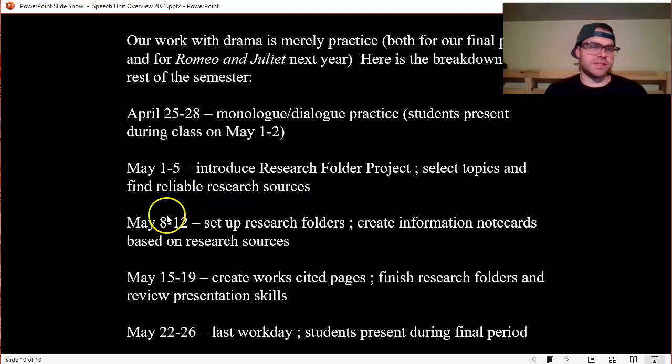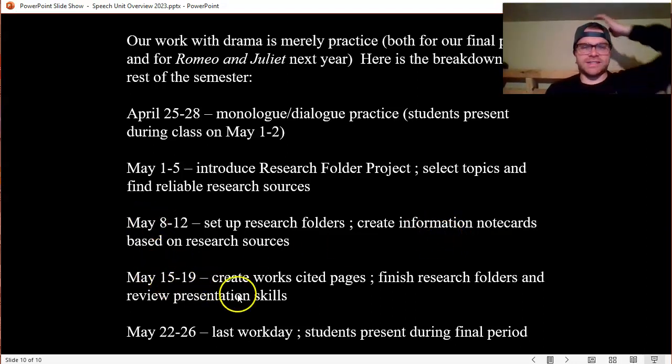May 8th through the 12th is another 5-day week. It's during that week that we'll actually do the setup for our research folders. I have to go out and do some shopping for those. The biggest step of that project is creating information note cards. So we'll have quite a bit of time in class to do some writing there, digging through your sources, pulling out information, getting your folders set up that way.